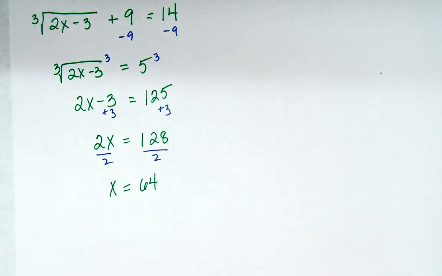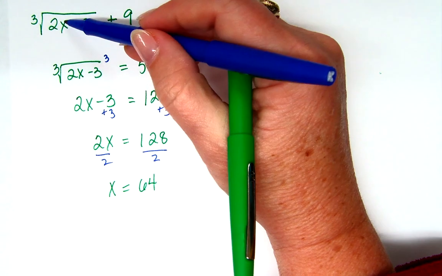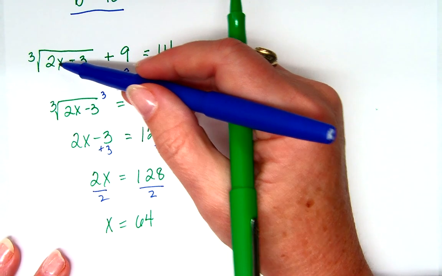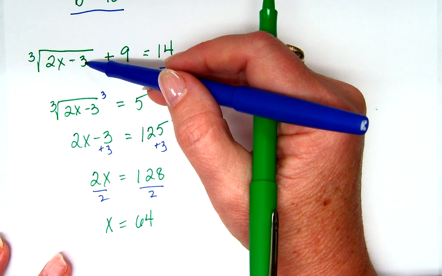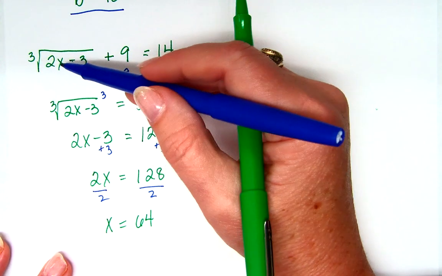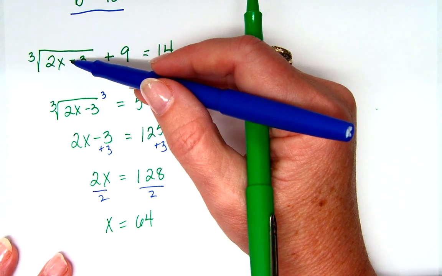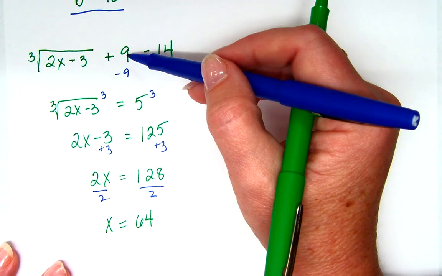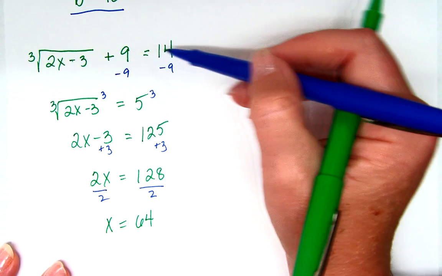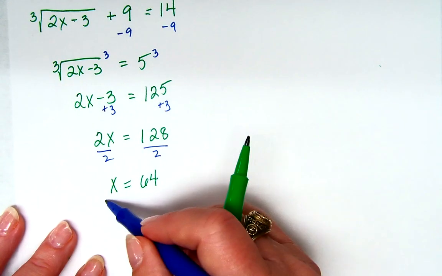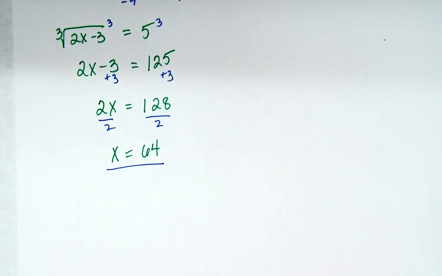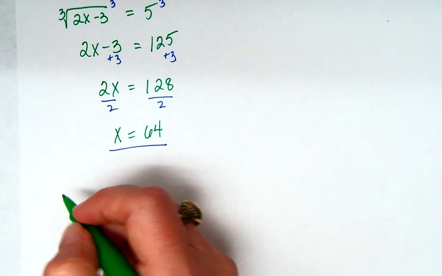Oh, we should check. Okay. So 64 times 2, 128 minus 3, 125. Cube root of 125? 5, right? 5 plus 9? Does 14 equal 14? Yes. So is this the right answer? Yeah. Okay so far? Good.